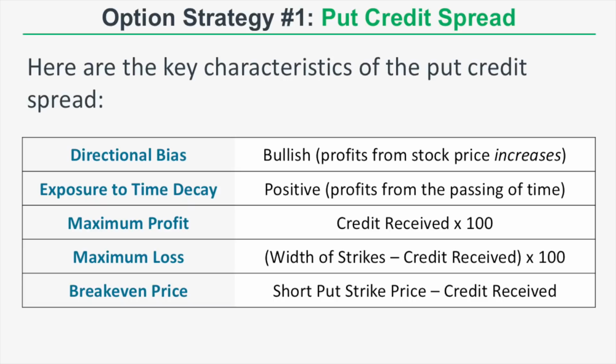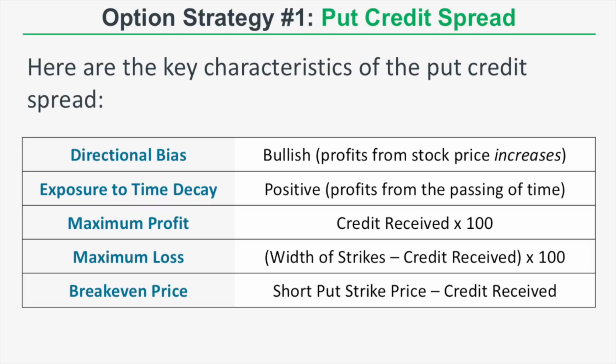Now, a put credit spread has a bullish directional bias, which means the strategy profits from stock price increases. Now, the strategy also has positive exposure to time decay, which means the strategy profits from the passing of time, barring any unfavorable stock price movements. Now, the maximum profit potential that you can make is the credit received times 100, and the maximum loss potential is the width of your put spread minus the credit received times 100.